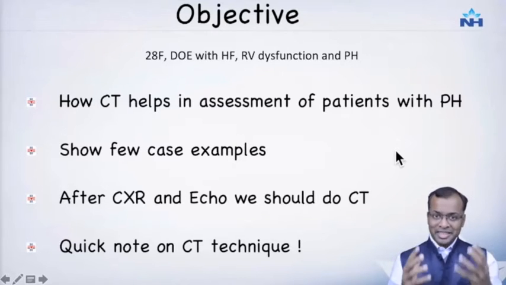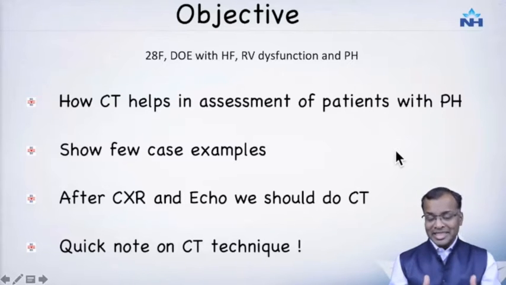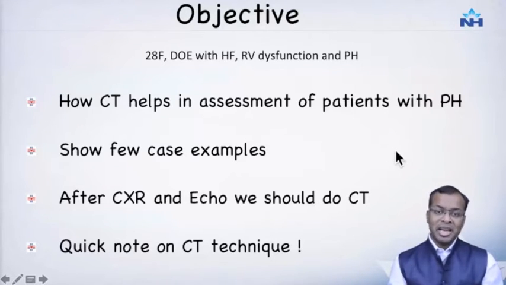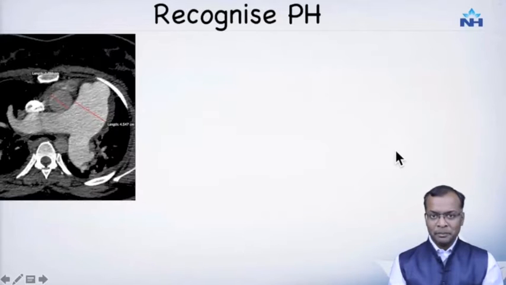All of this has to be put in context to the specific topic, in that we have a 28-year-old female in front of us who has dyspnea on exertion with heart failure, with RV dysfunction and pulmonary hypertension on echo. So how are we progressing in diagnosing this patient, in prognosticating this patient and helping in the management of this patient?